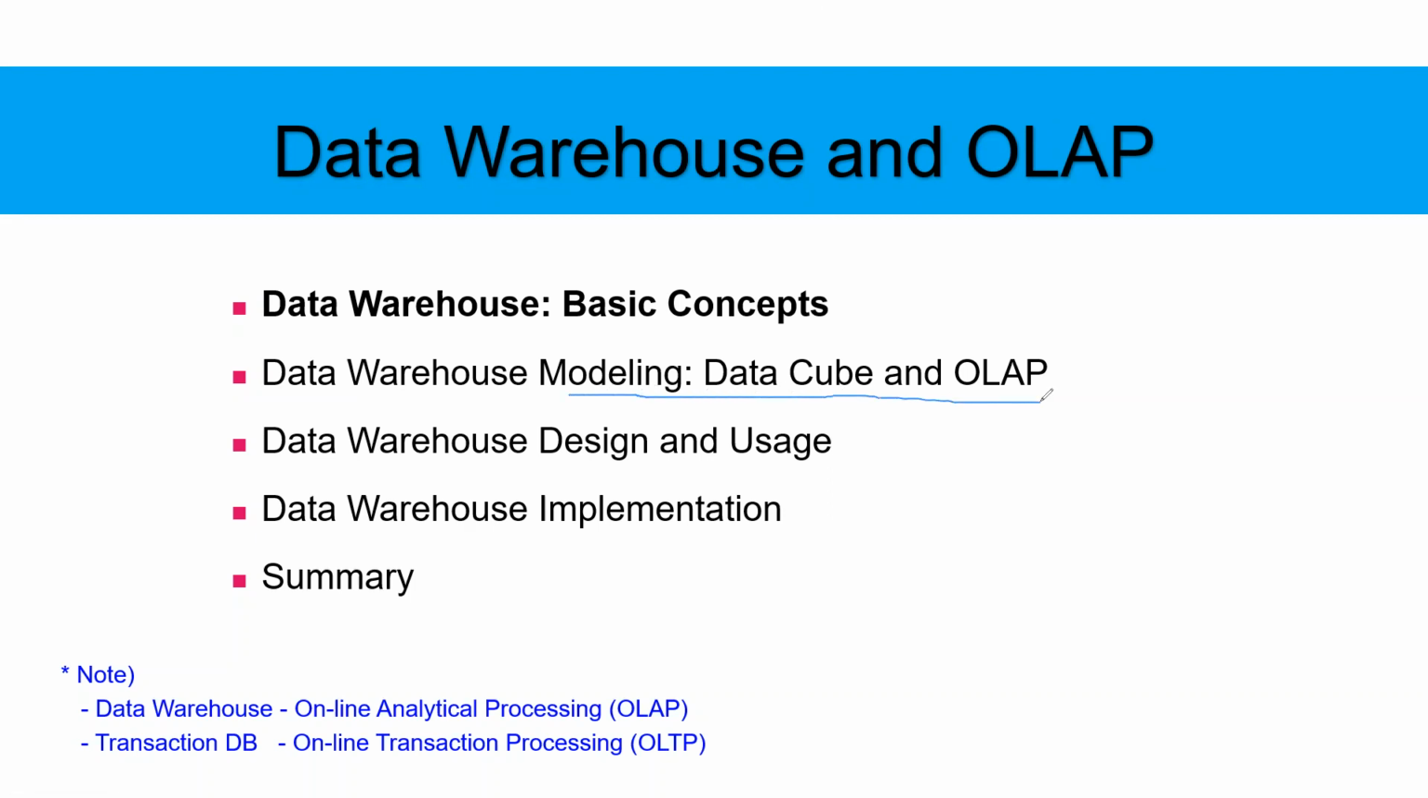So we will learn about the data cube and OLAP and some design and usage and how we can see some implementation. Okay. So I put a note here: in the data warehouse, we call it online analytical processing, or OLAP. If we are dealing with the transactional DB, we call it online transaction processing, OLTP. Okay, so we will take a look.